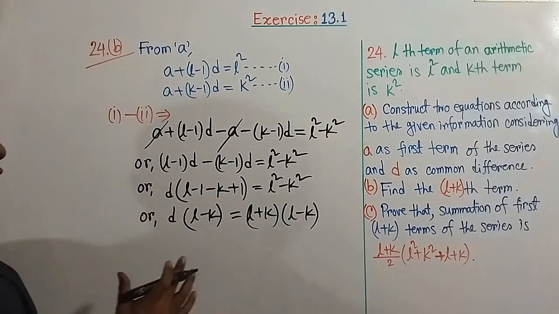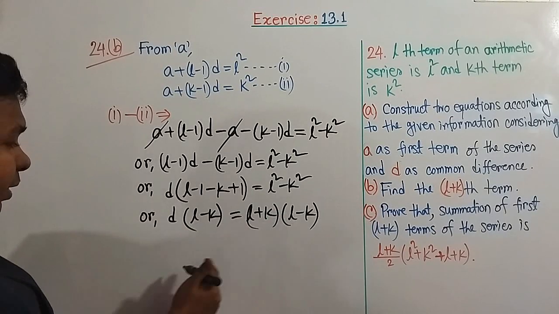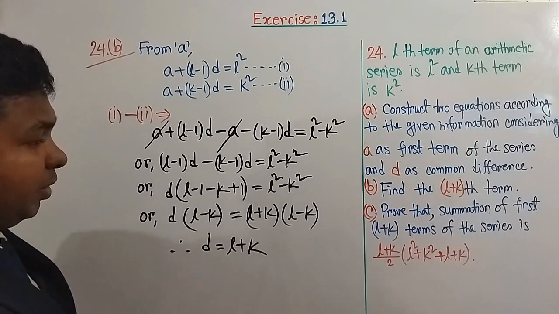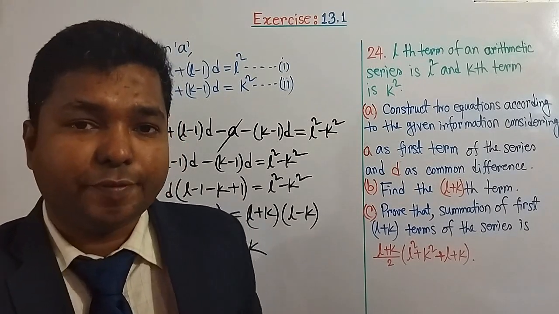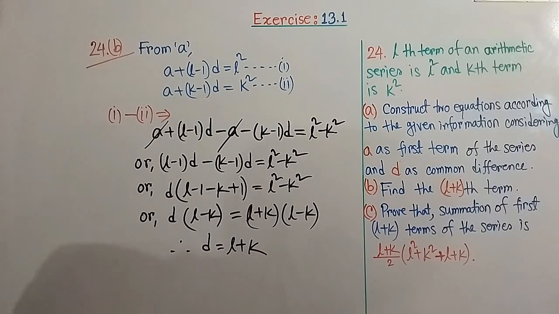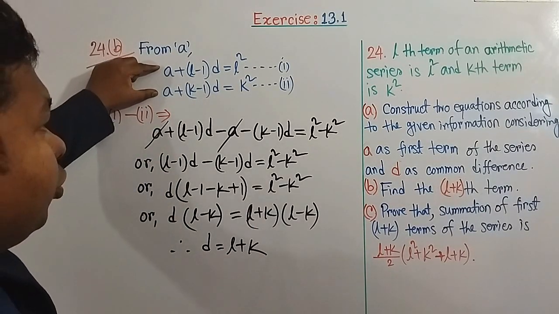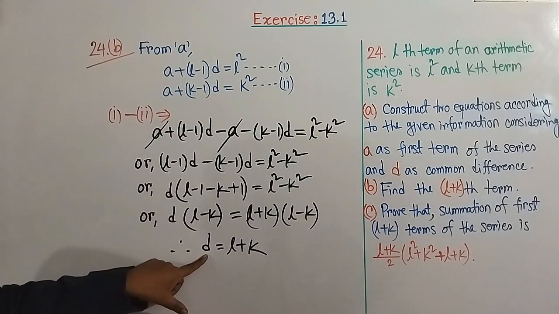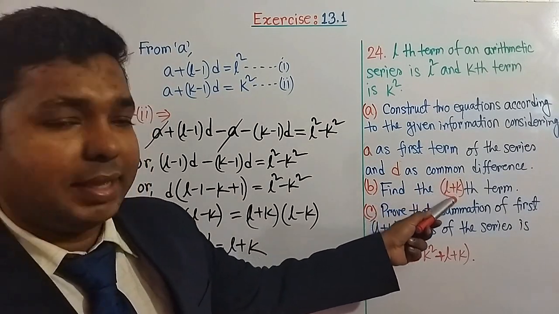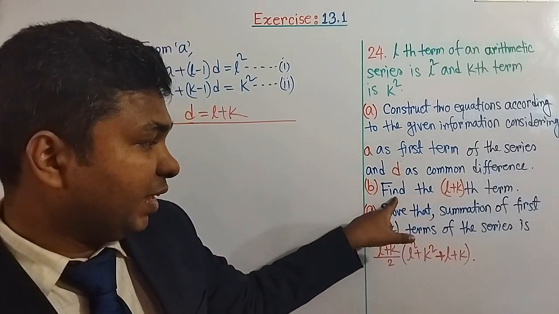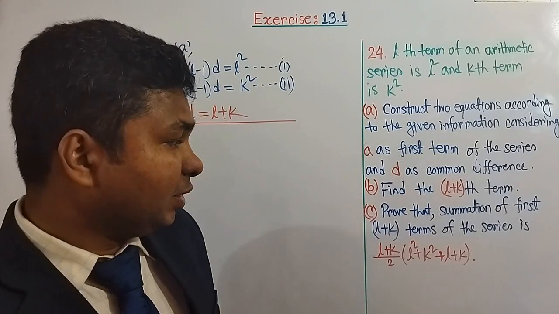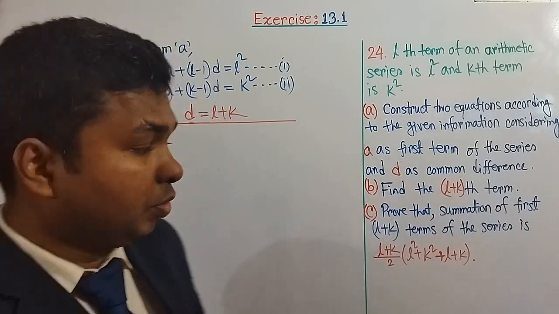Now dividing both sides by L minus k, we get d equal to L plus k. So by solving the two equations, we find the value of d equal to L plus k. Now by using these two equations and this value, d equal to L plus k, we find the required answer. Here the question is to find the L plus k term.